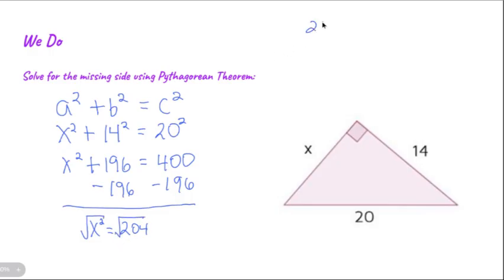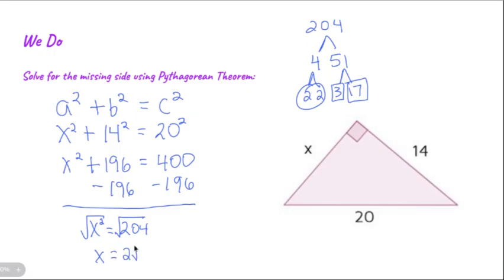Okay, so 204, let's create our factor tree. We got, I think it's 4 and 51. This breaks down into 3 and 17, and this into 2 and 2. So we got our pair of 2s. We got our 3 and 17. So it ends up being 2 times root 51. Again, exact solutions only in this unit.